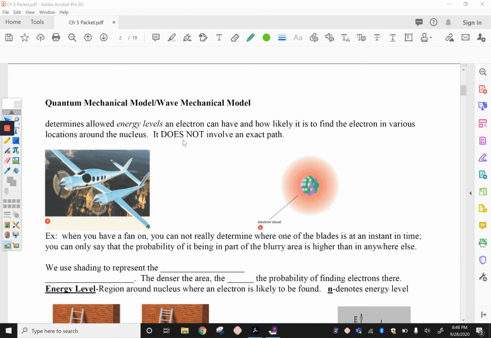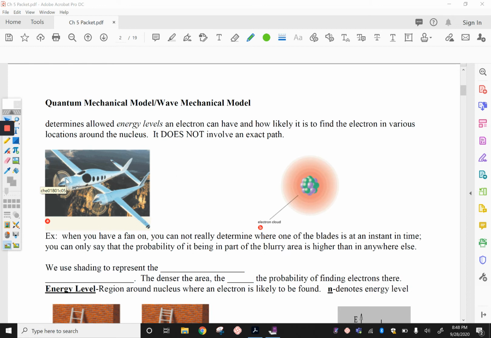So, for example, imagine a fan. If you have a fan around you, look at how many blades there are. Typically, most fans have 3 blades. We know that there are 3 blades there. But once you turn it on, the blades are moving too fast for your eyes to determine exactly where they are. All we see is a blur. From that blur, we can say there's a higher probability of finding it in one spot rather than another.